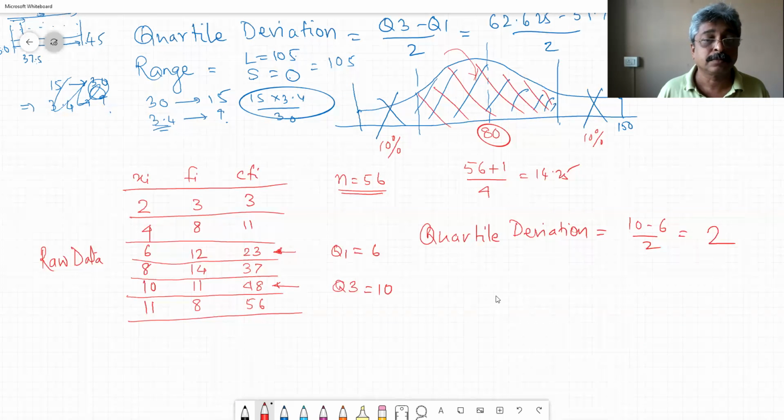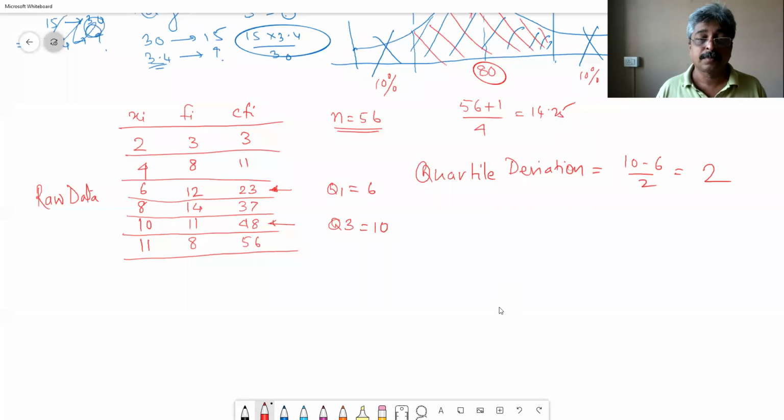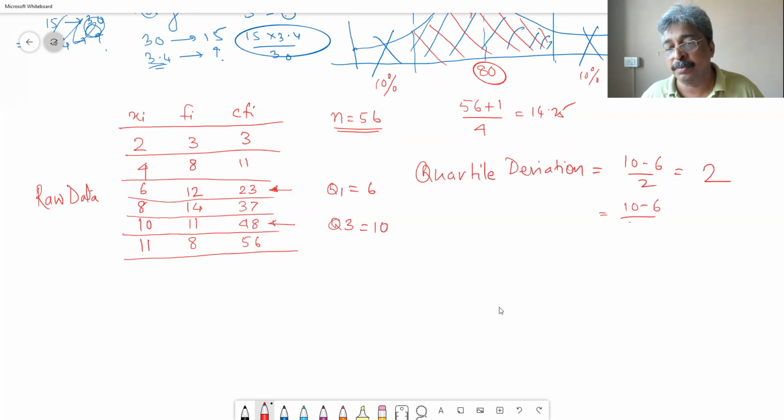Sir, what is the significance of the coefficient of quartile deviation? Significance. If we calculate all such coefficients of quartile deviation, they might reveal some information. For you, there is no meaning. You just have to get numbers, therefore you have to do it. But a statistician might find meaning in it because he is dealing with big data. That number will definitely mean something. For us, it is 10 minus 6 upon 10 plus 6.